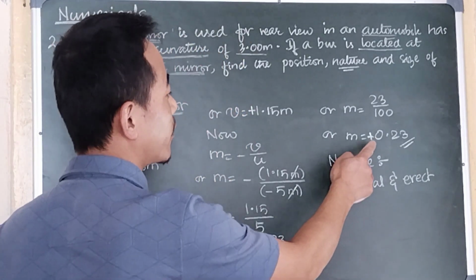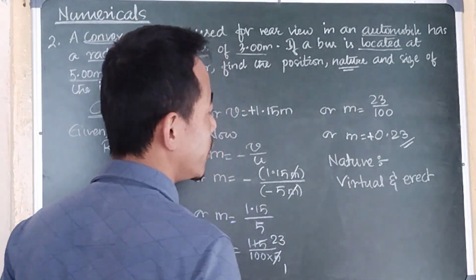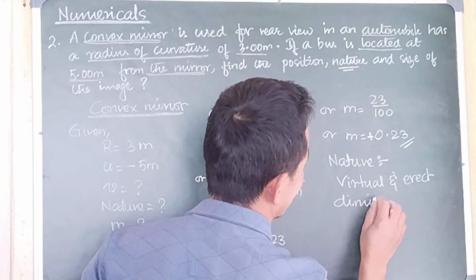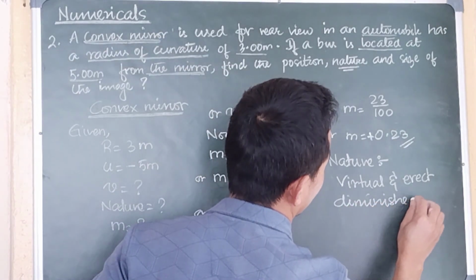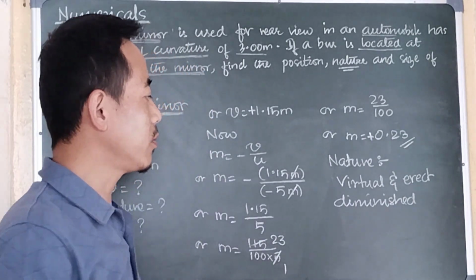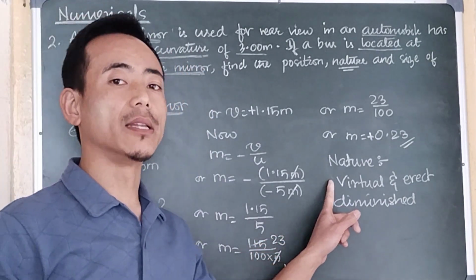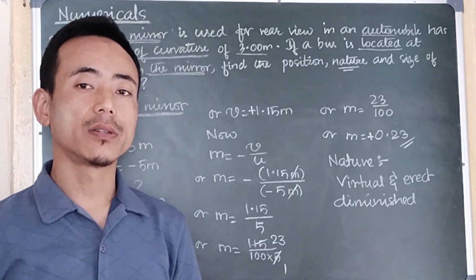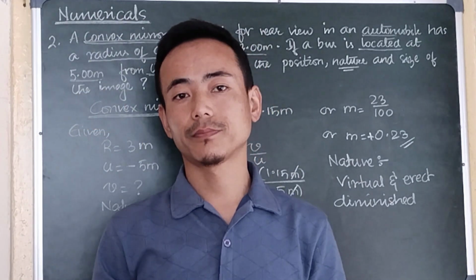So since the magnification is 0.23, it is less than 1, we can say that the image is diminished. So this is how you will determine the nature. For that you need to have some concepts. So this is question number 2.